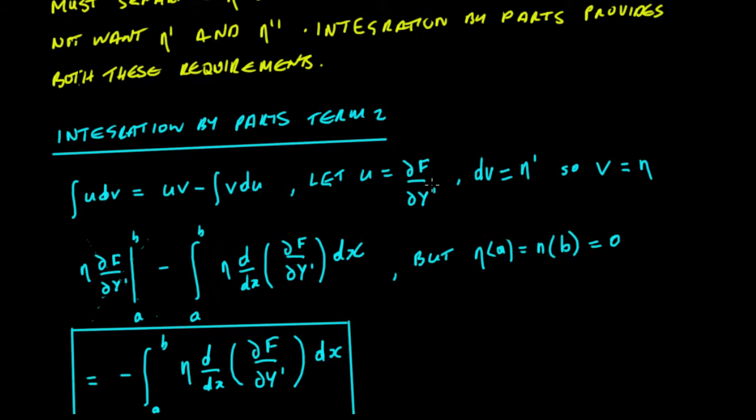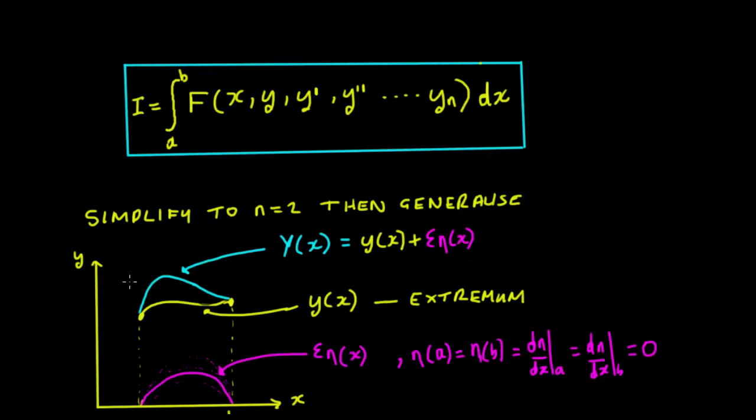Well, u here is partial f by partial y derivative. Our v is our eta, and that's over the limits a, b, and take away the integral from a to b of v du. So v again is just eta. For du, we're differentiating u with respect to x, which is partial f by partial y derivative. So that's going to be eta d by dx of partial f by partial y derivative. Now we know that eta a equals eta b equals 0. We can see that from our diagram up here.